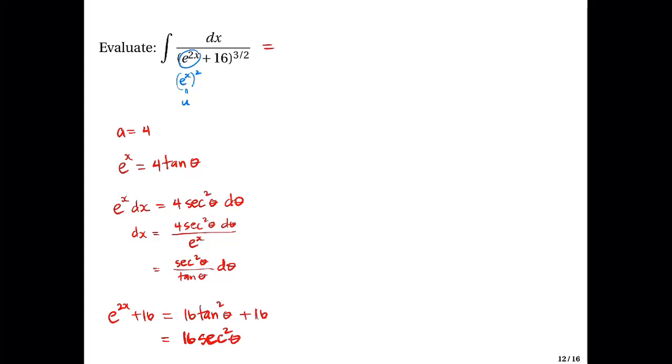So now, let us do all the substitution in here. I will have the integral. For the dx, I will have secant squared theta over tangent theta. And I'll put the d theta somewhere here. And then for e to the 2x plus 16, that's on the denominator. Okay, so we will have 1 over 16 secant squared theta. But this is raised to 3 halves. So this guy here, this is raised to 3 halves.